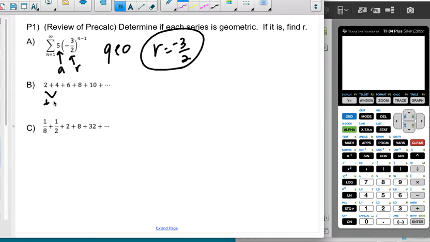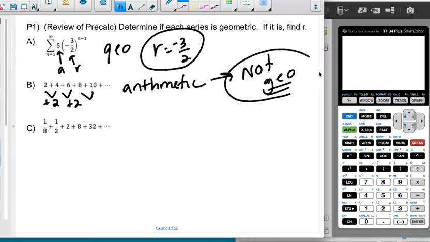This one is not geometric. This is arithmetic. I'm adding 2 every time. You didn't have to know that word, you just need to know that it's not geometric.